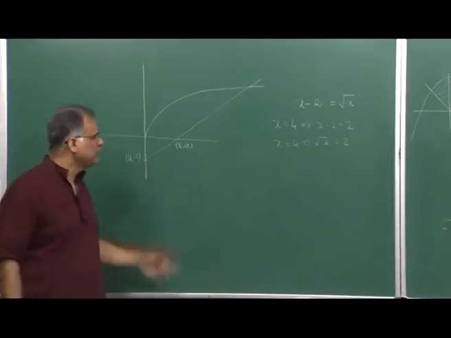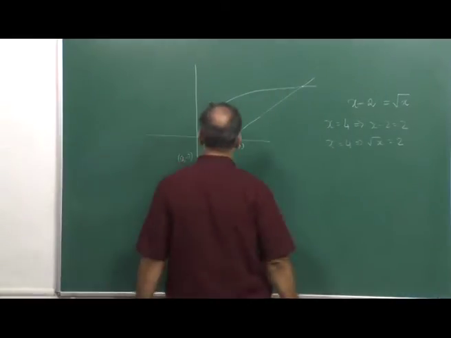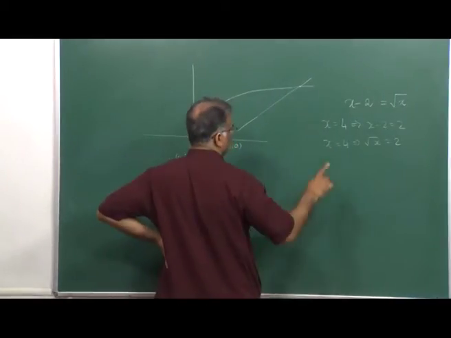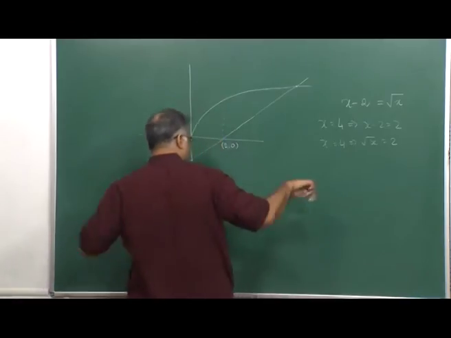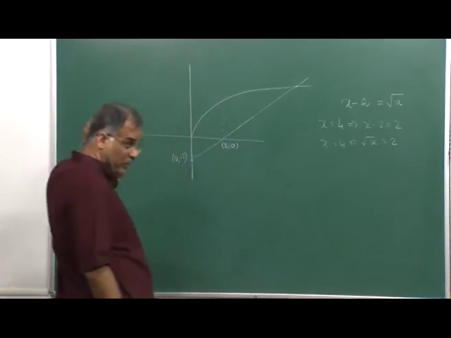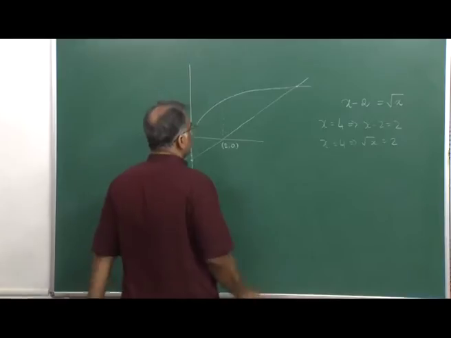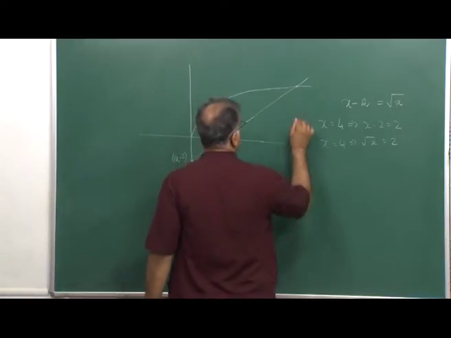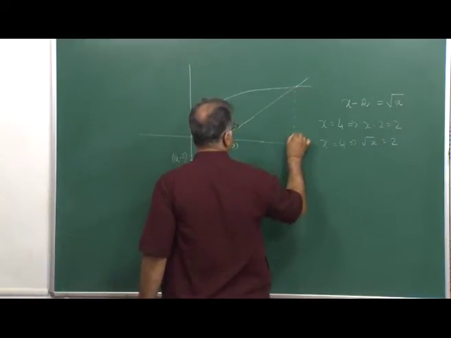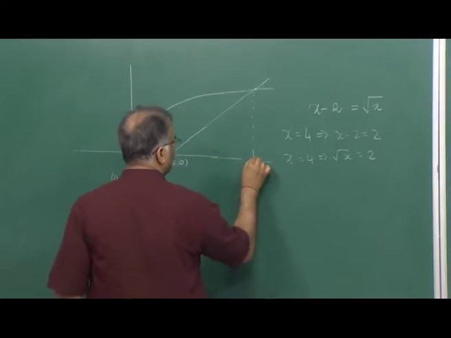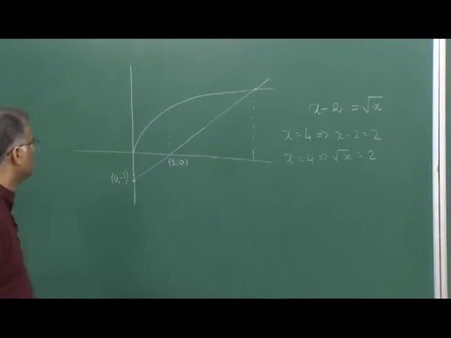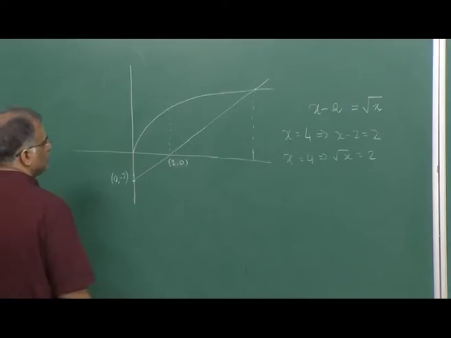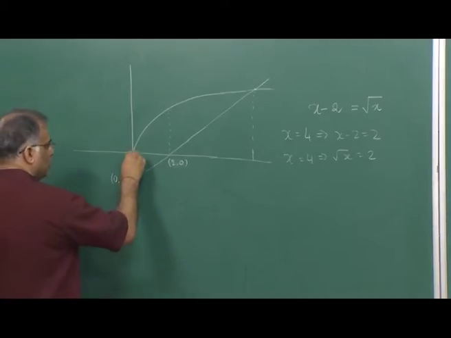So, that is it. Root x means positive root x only, we are not looking at the negative, we are not writing minus root x, because if you write that, then root x does not remain a function, right. So, basically now my job is the following. Find the area under the curve.